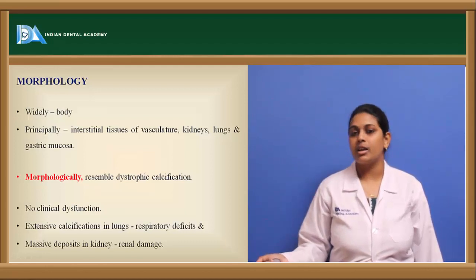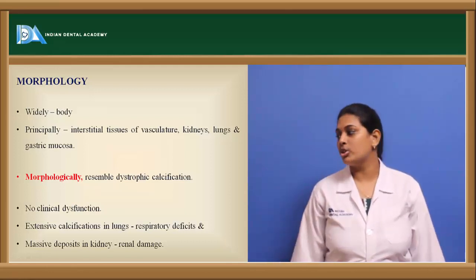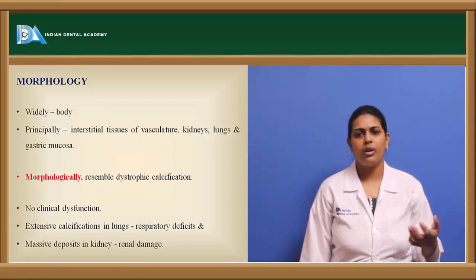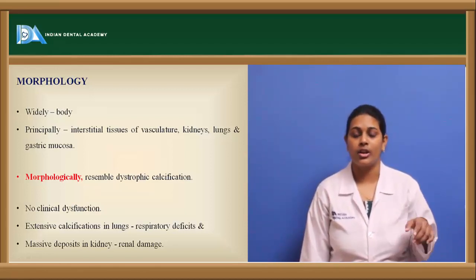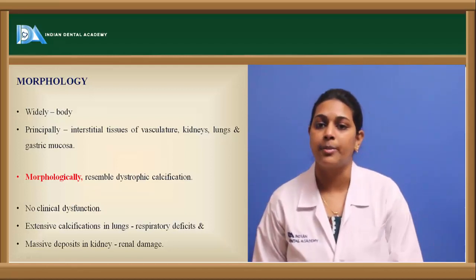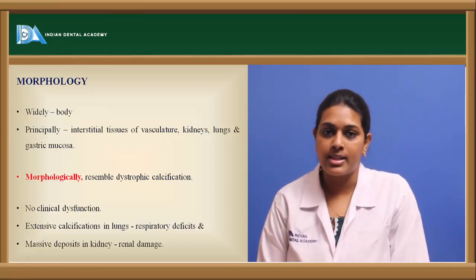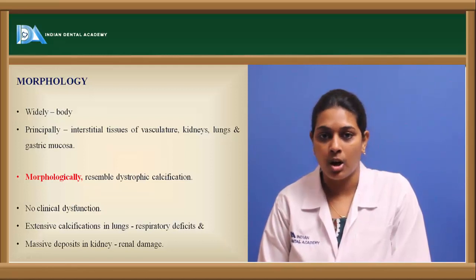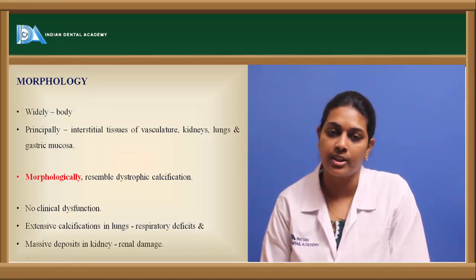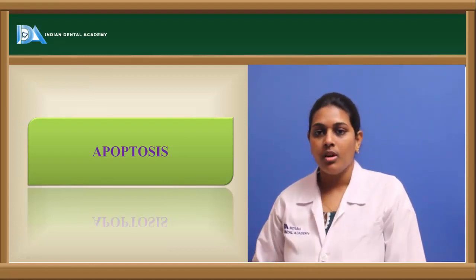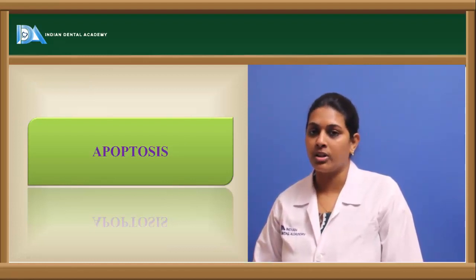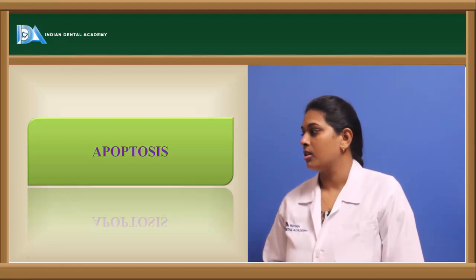Next come the massive deposits in the kidney. When there is metastatic calcification in the renal tubules, the glomeruli, or any other part of the kidney, it forms an obstruction and finally causes damage to the kidney. So this completes the calcification process. Further, we'll be discussing apoptosis.